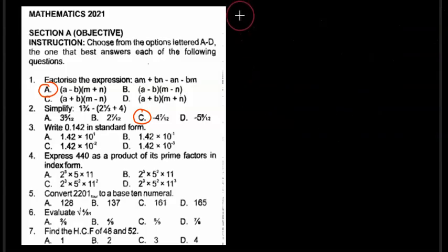Number 3 says write 0.142 in standard form. Now what we need to do in standard form is that in standard form, this 0 here is regarded as a non-zero.